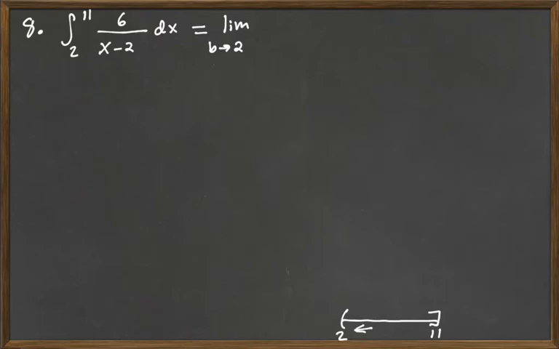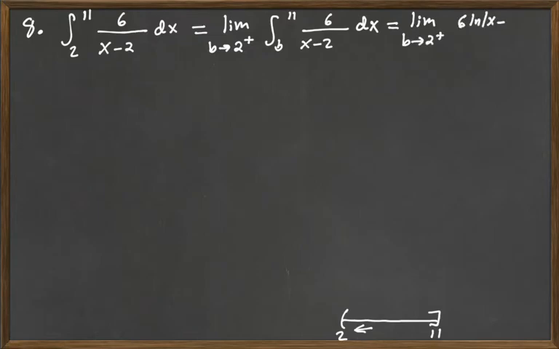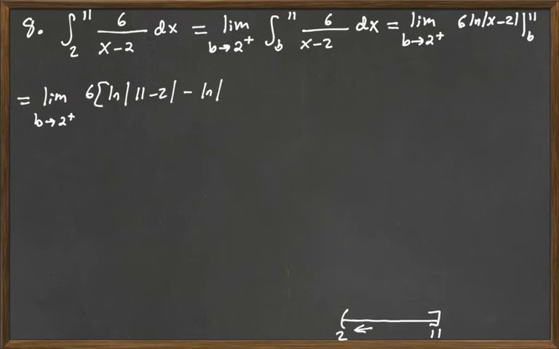So this is going to be equal to the limit as b approaches 2 from the positive side of the integral from b to 11 of 6 over x minus 2 dx, which is equal to the limit as b approaches 2 from the positive side of 6 times the natural log of the absolute value of x minus 2, evaluated from b to 11. So it's going to be the limit as b approaches 2 from the positive side of 6 ln absolute value of 11 minus 2 minus the natural log of the absolute value of b minus 2.